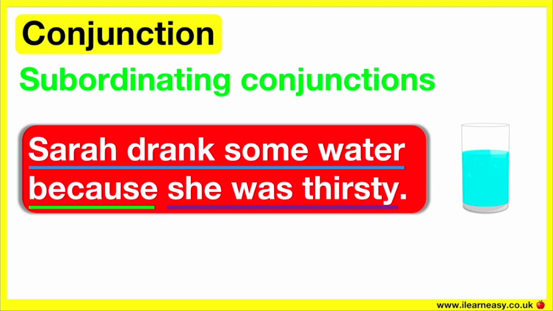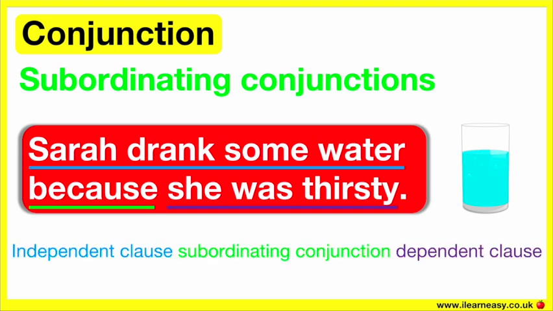Remember that a dependent clause depends on the independent clause to make sense, whereas an independent clause makes sense on its own. So when the independent clause comes first, followed by the dependent clause, then we must place the subordinating conjunction between them with no comma.